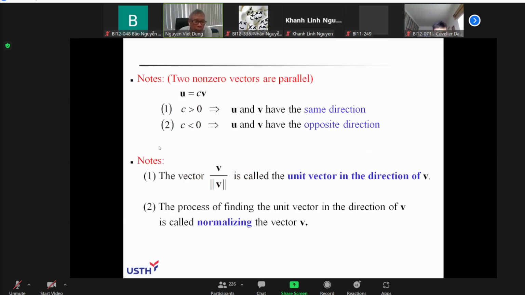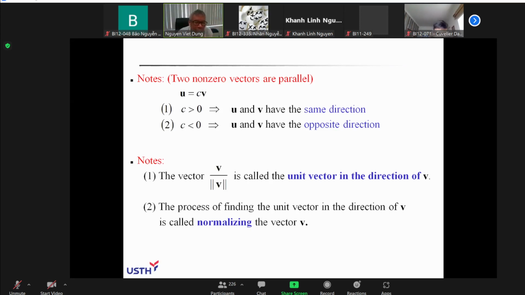And we consider the case when U equals C times V. Suppose that both U and V are non-zero vectors, then C can be one of the following cases. C can be positive or negative. If C is positive, we say U and V have the same direction. If C is negative, we say U and V have opposite directions.